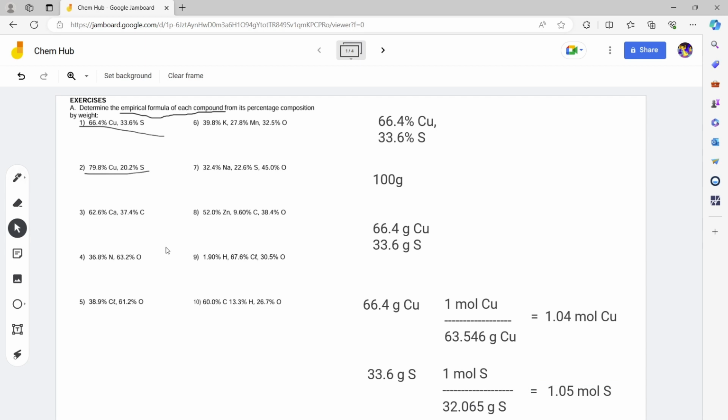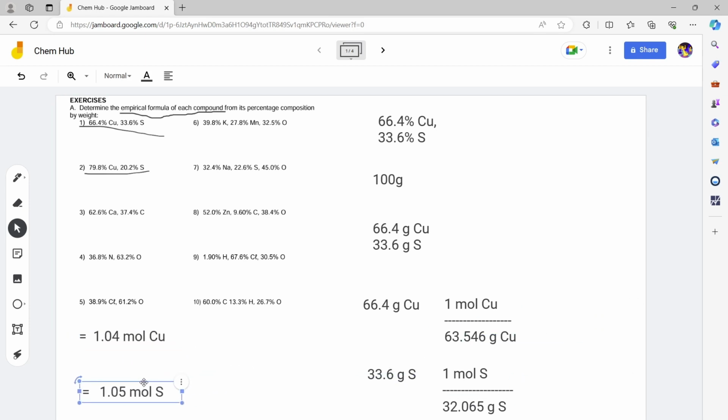Now we will divide both of the elements' moles by the smallest value. So what we're going to want to do is take 1.04, drag it on over here, if I can do that. Yes. And take this over here. And we're going to want to divide it by the smaller value, which in this circumstance is going to be the 1.04 moles.